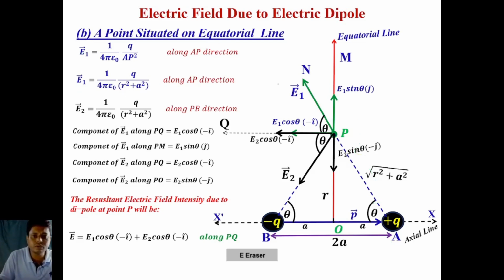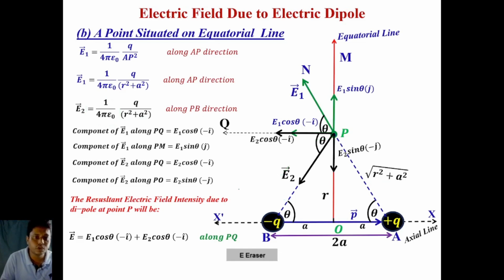AP direction, or you can write PN direction, whatever you can write, no problem. Now, E2 value and direction, magnitude and direction. Here magnitude will be 1 by 4 pi epsilon 0 into Q by R square plus A square. This distance, P to B distance, is also square root of R square plus A square, so squared it will be R square plus A square, along PB direction. Along PB means along this direction.